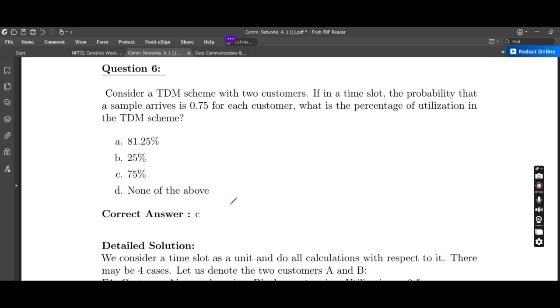Utilization means that when there is a particular time slot, if at least one of the... 1 minute, just let me get a sweater.